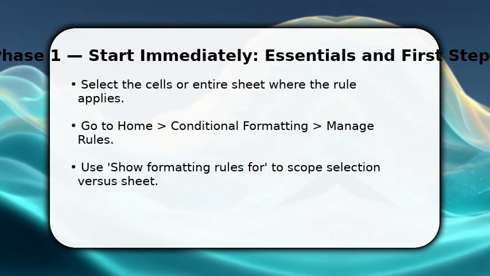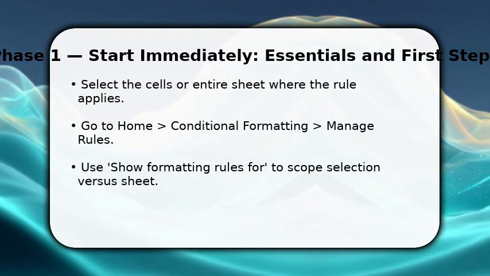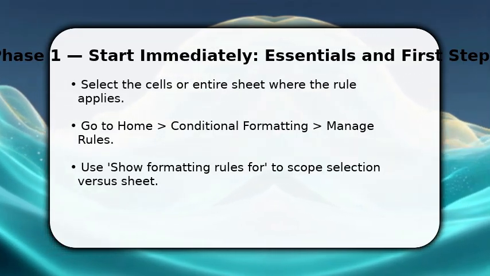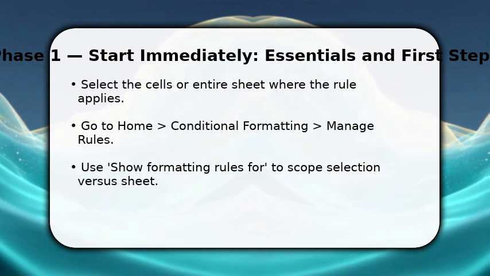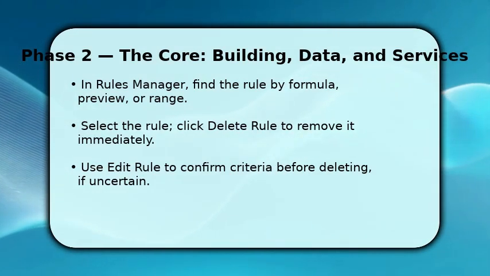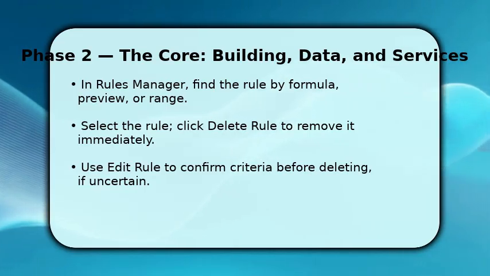Otherwise, you'll see sheet-level rules that don't affect your cells. This first step narrows focus, so the next steps delete the correct rule without breaking other formats. Now you identify the specific rule, read the formula, or check the preview. Excel shows the applied range.